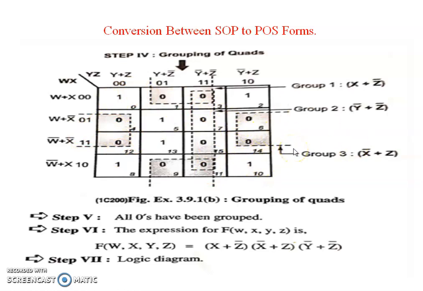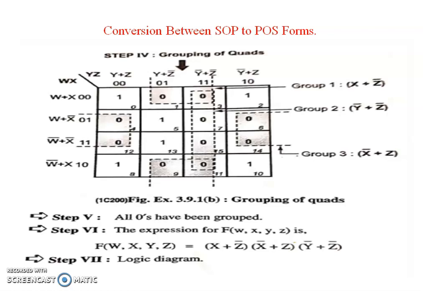Whenever you solve and evaluate this expression for your first group, second group and third group, your answer for the first group is X plus Z bar, then group 2 is Y bar plus Z bar, and group 3 is X bar plus Z, and all zeros have been grouped. It means all zeros groups are performed. So the expression of F(W,X,Y,Z) is nothing but (X + Z̄)(X̄ + Z)(Ȳ + Z̄).